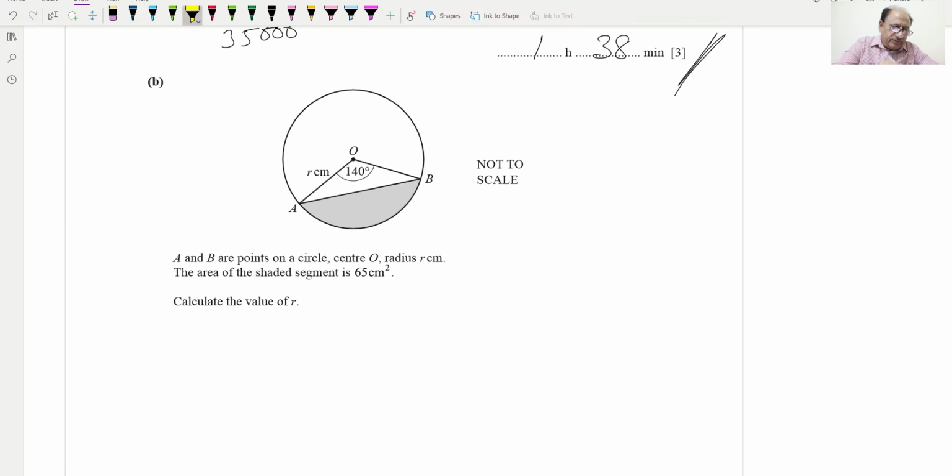B part says the diagram is not to scale. A and B are points in the circle, center O, radius R, and the area of the shaded region is 65 centimeter square. Calculate the value of R. So the value of R we need to calculate.